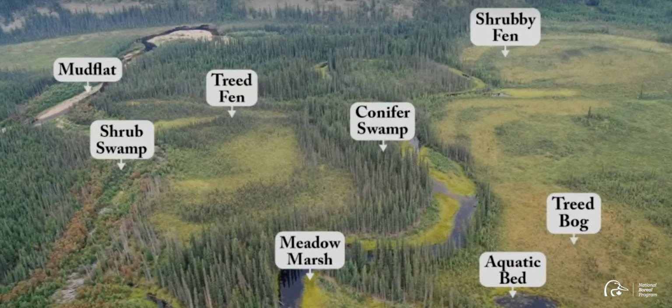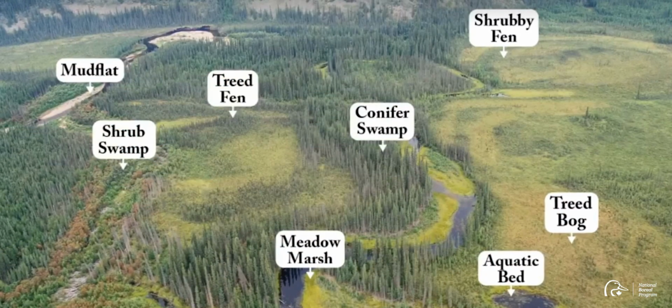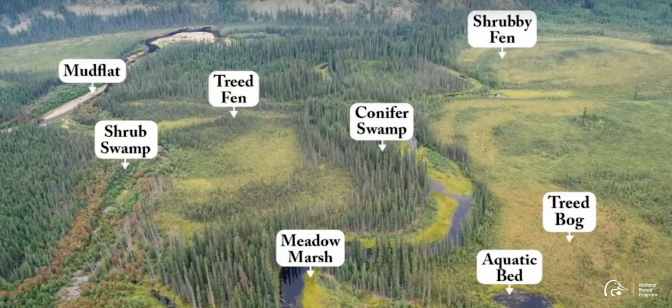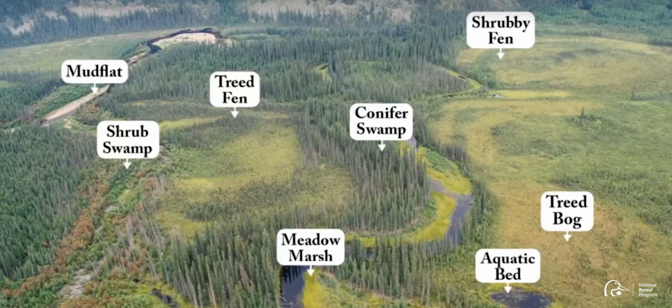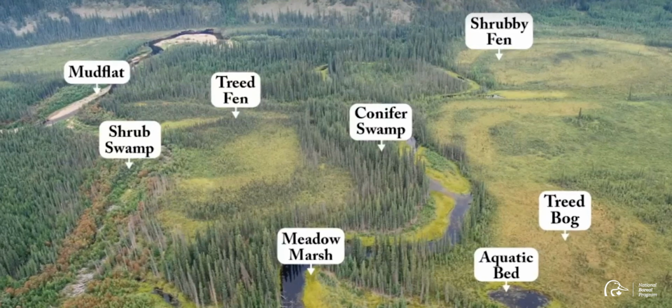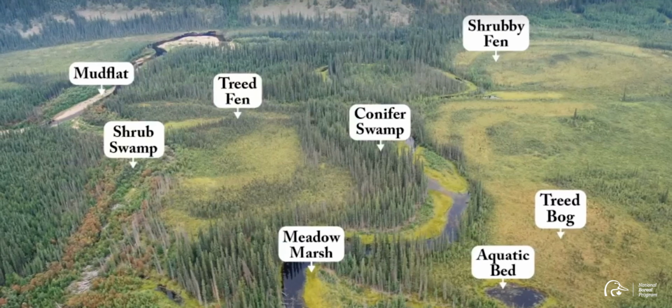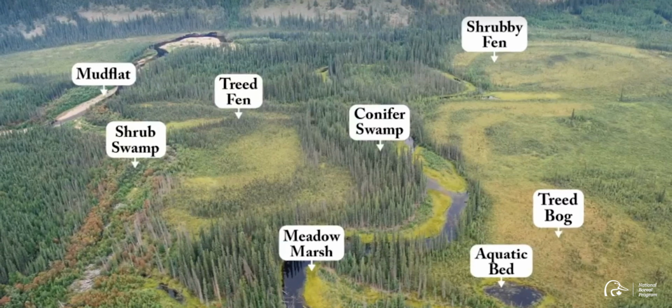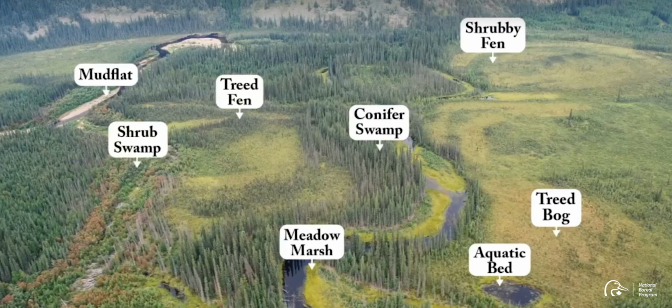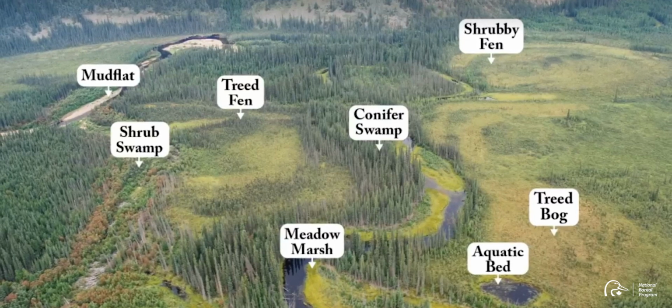It is important to note that each of the wetland classes described appears on the landscape as a mosaic of varying wetland types. Boreal wetlands often do not form as isolated features, but instead transition between classes without obvious boundaries. Here's a photo of various wetland classes along a small section of the Ladue River in Yukon, Canada.